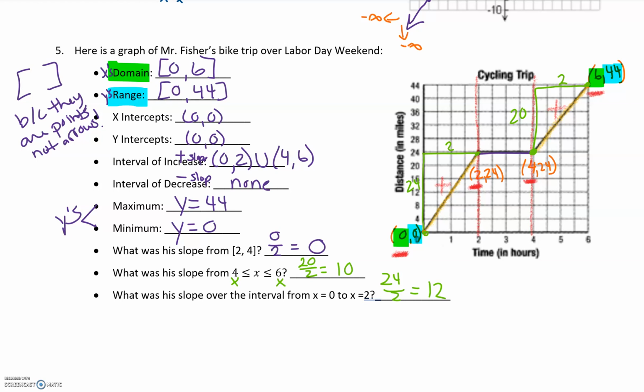All right, you should be back now with these already filled in. Your domain is 0 to 6 with brackets because it's an endpoint. The range is 0 to 44 because those are your y's, and those have brackets because they're endpoints. Your x and y intercept are both 0, 0. You have 2 intervals of increase, the one from the time 0 to 2, and then again from the time 2 to 6. There's no decreasing, no negative slope. Sorry, I misspelled slope here. There are no negative slope pieces on this one, so none.